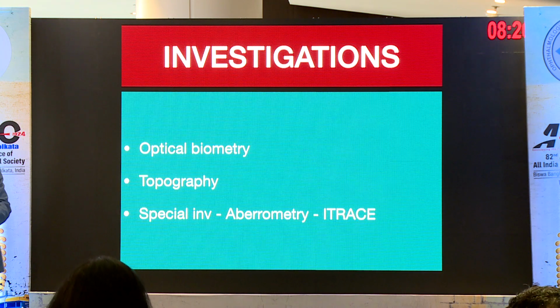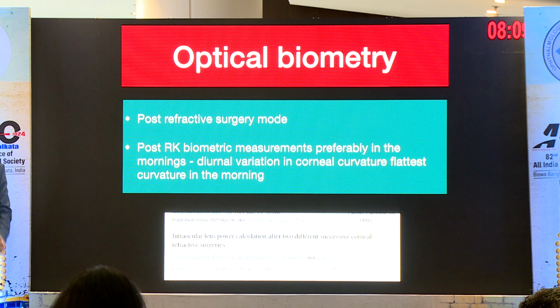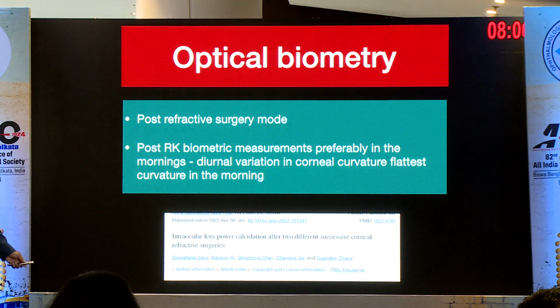So investigations would basically mean the patient should undergo an optical biometry. That's preferred because all these formulas have been standardized for optical biometry. Topography is a must for any patient who has undergone a refractive surgery, and sometimes you would need special investigations like aberrometry, and we'll see why. Most of the current generation optical biometers have a post-refractive surgery mode. So make sure that is activated before doing the measurements.